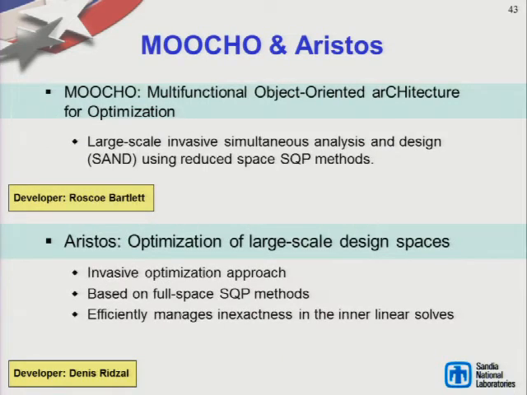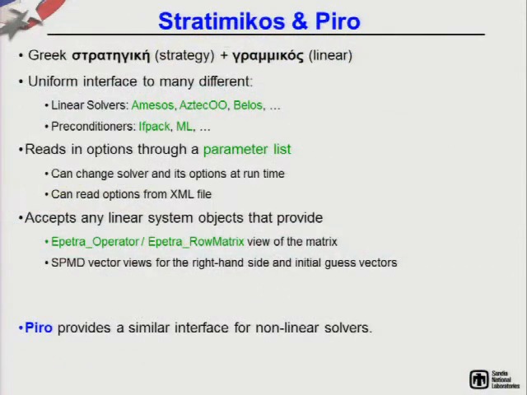Finally, I can do optimization. So MOOCHO and Aristos are two packages we have to do that. There's also a successor under development called ROL, which is not released yet. Again, it's some optimization capability for folks who want to do that sort of thing.